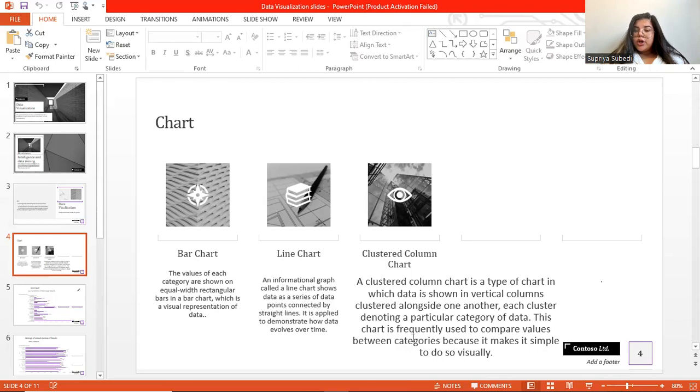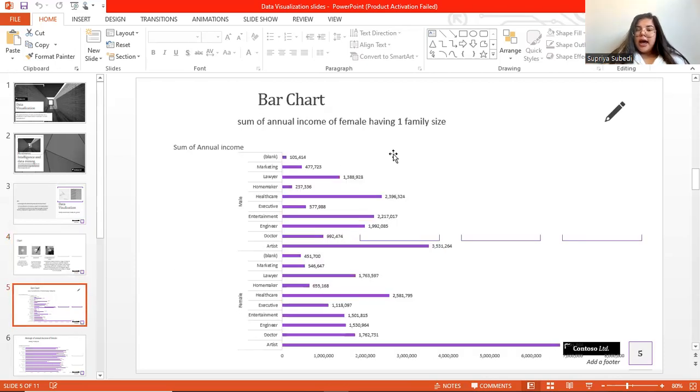As well as the column chart, which is vertical columns clustered alongside one another, each cluster denoting a particular category of data. The cluster column chart is frequently used to compare values between categories because it makes it simple to do so visually. So moving forward, the bar chart.